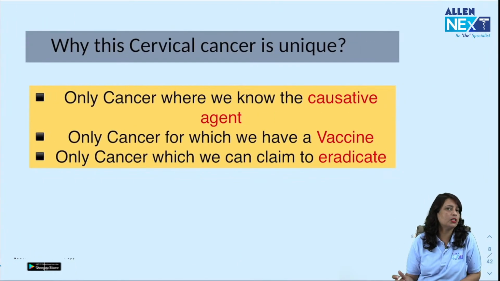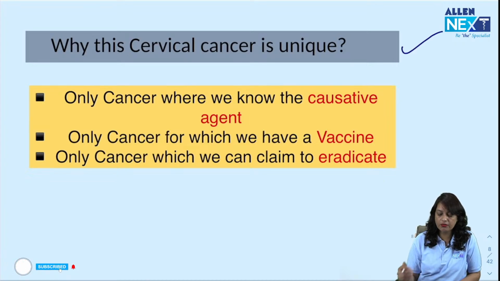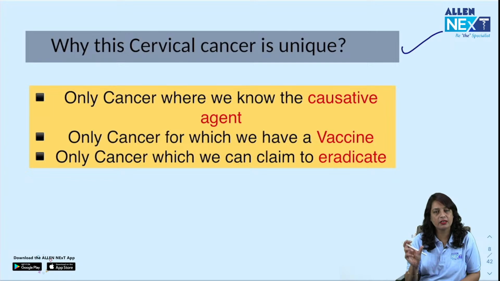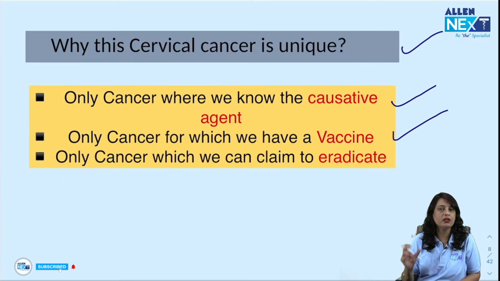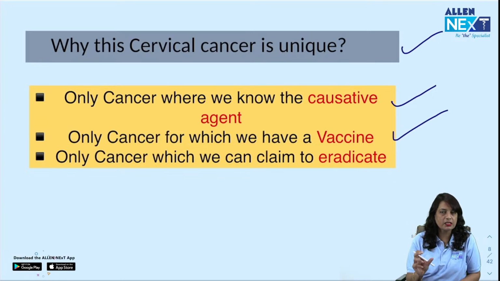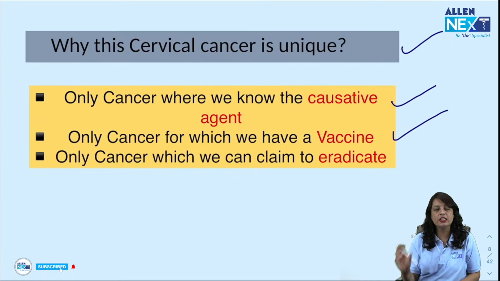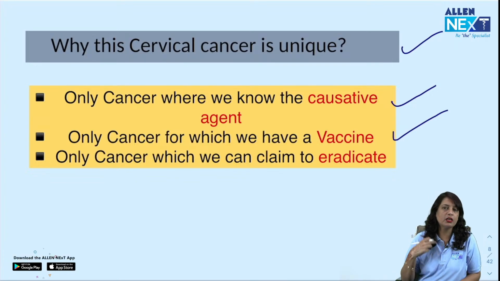Now, why do we talk about cancer cervix? Because it is very, very unique. This is the only cancer where we know the causative agent, HPV virus 16 and 18. This is the only cancer where a vaccine is available, and this is the only cancer that WHO claims to eradicate by vaccination of the girls. 90% of girls should be vaccinated, 70% of females should be screened, and 90% of females should get detection and treatment. That's how the eradication of cancer cervix can be done.